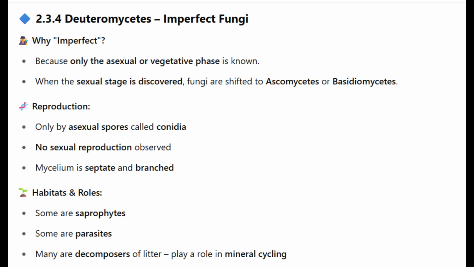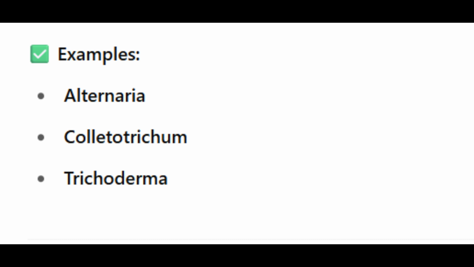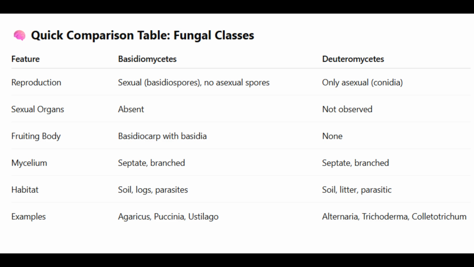Habitats and roles: some are saprotrophic, some are parasites, and many are decomposers of litter. They play a role in mineral cycling. Examples: Alternaria, Colletotrichum, Trichoderma.